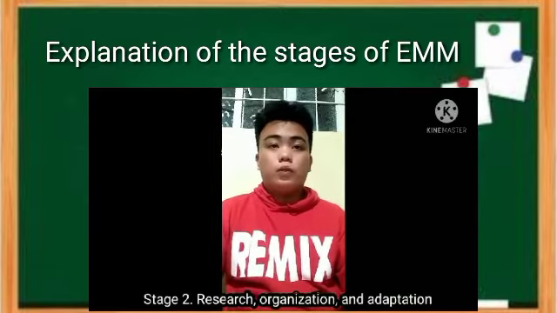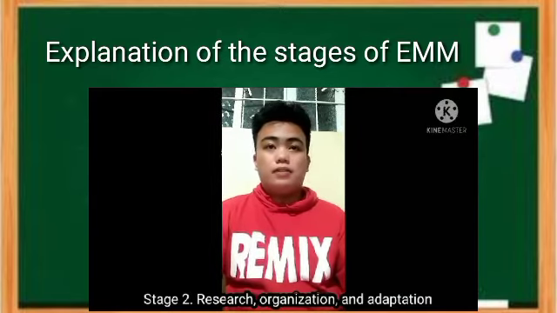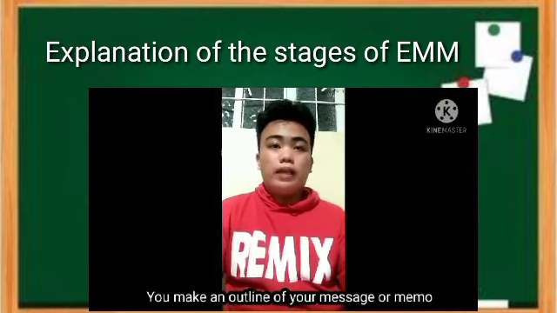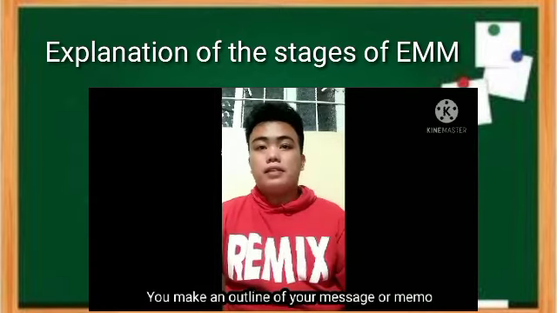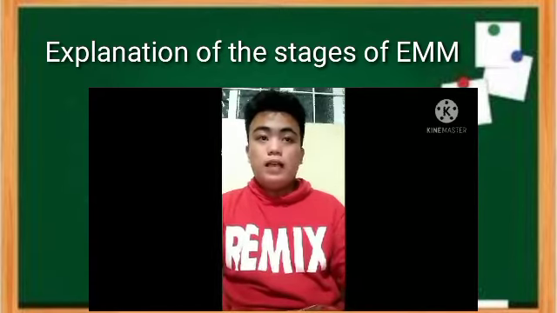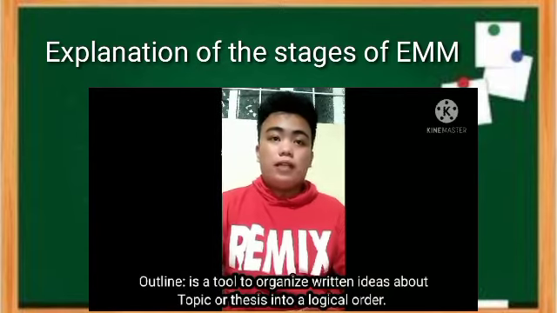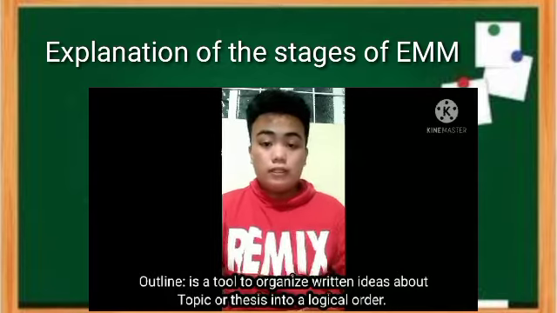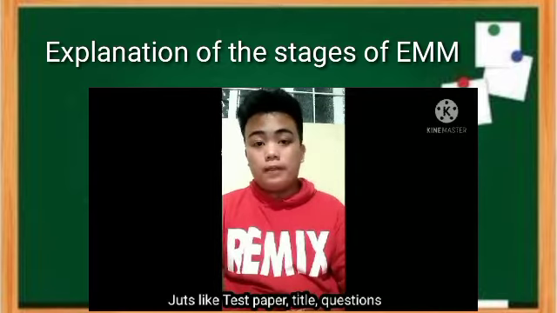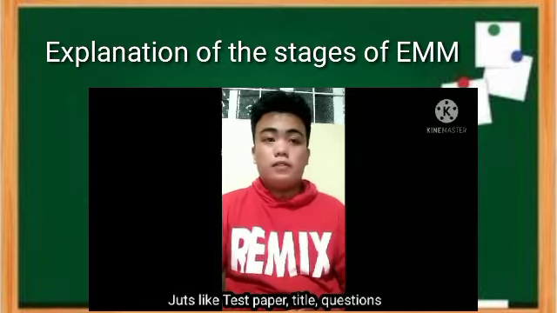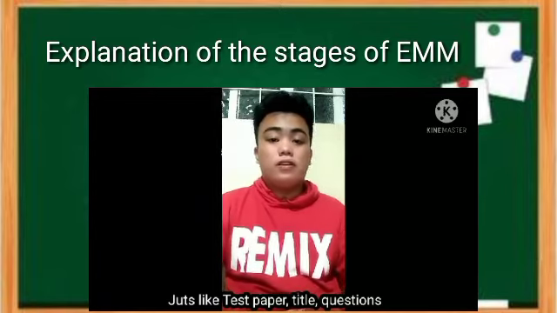In stage 2, which is research, organization, and composition, you make an outline of your message or memo. An outline is a tool used to organize written ideas about a topic or thesis in chronological order. It's like a test paper: title, question, then the choices, and so on and so forth.